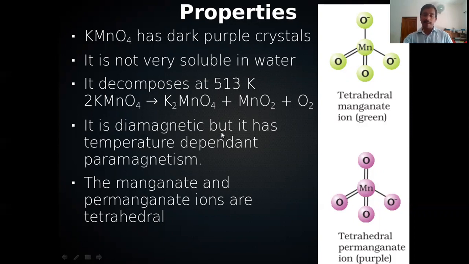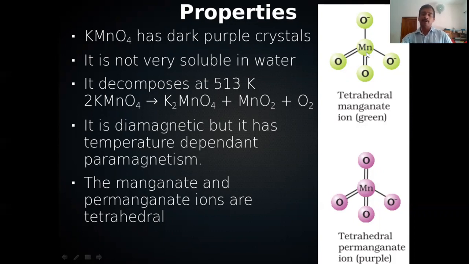It is diamagnetic, but it has temperature-dependent paramagnetism. At a certain temperature, it will behave as a paramagnetic substance. Otherwise, it is diamagnetic. The manganate and permanganate ions are tetrahedral in shape.